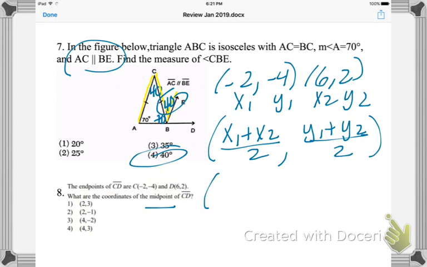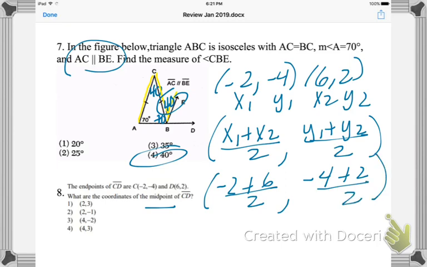Okay, so for the x's, you have a -2 and a 6. And for the y's, you have a -4 and a 2. Okay, so this is going to give you a 2. -4 plus 2 is a -2, and -2 over 2 is -1. So that was the answer for that.